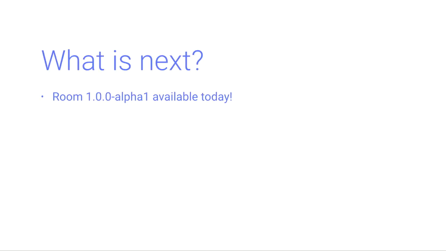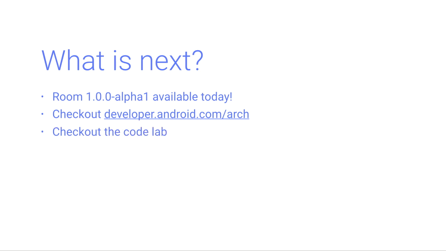Room is available today. Please go check it, play with it, see how it looks. Check out developer.android.com/arch, which is the main page for all of these architecture components. Now we said these can work independently, but they also work very well together, as you've seen in the LiveData example Kirill had. So check it out. And also check out the codelabs. We have codelabs for both Room and Lifecycles, and they're available in the codelab tent.